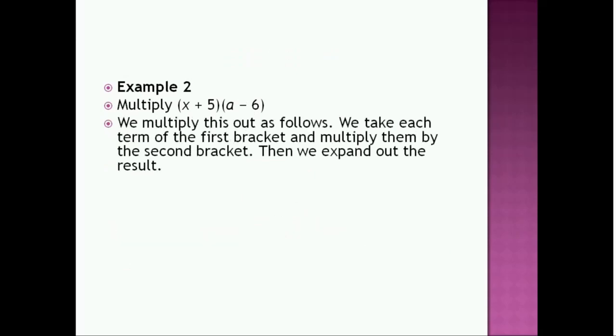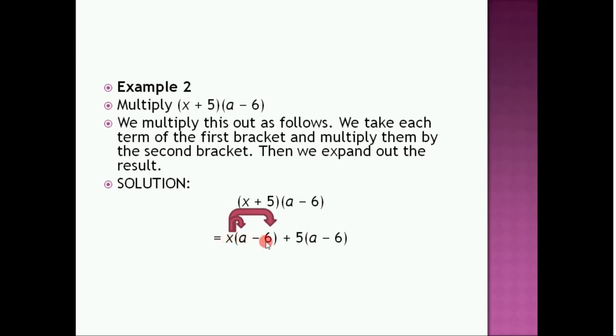Here is another example, example number 2: x plus 5 into a minus 6. We multiply this out as follows. We take each term of the first bracket and multiply it by the second bracket. Then we expand out the result. I write this x with the bracket a minus 6 in the next step, and then 5 with a minus 6 again. So I multiply x into a, then x into minus 6. Same with 5: 5 into a, then 5 into minus 6.